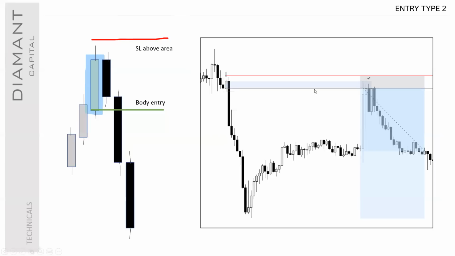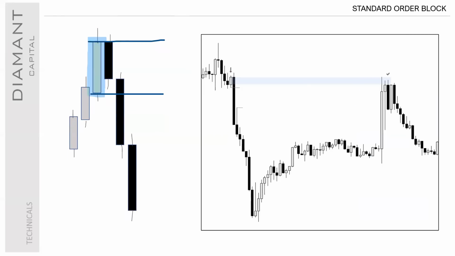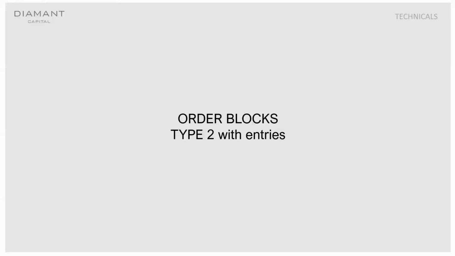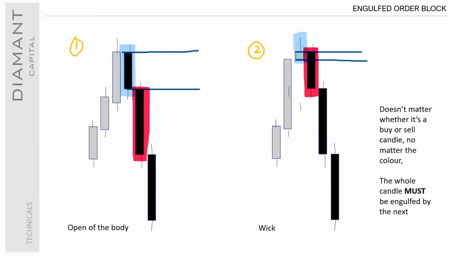So very simple. This is the main type of order block. This is what you see across Instagram, YouTube, whatever it may be. It's pretty much what everyone learns, especially in the beginning. So moving on, order block type 2 with entries. Now, this one is slightly more complicated because when you look at the charts, it might take a bit of time for you to adapt to it.